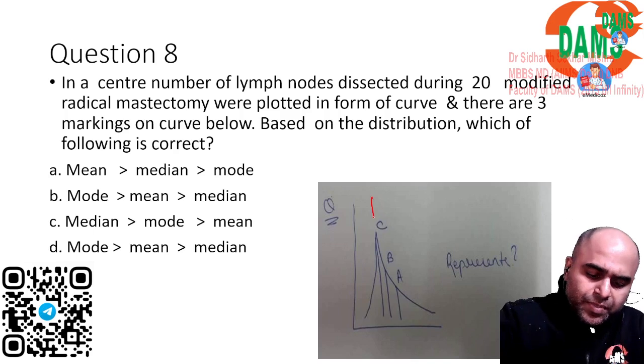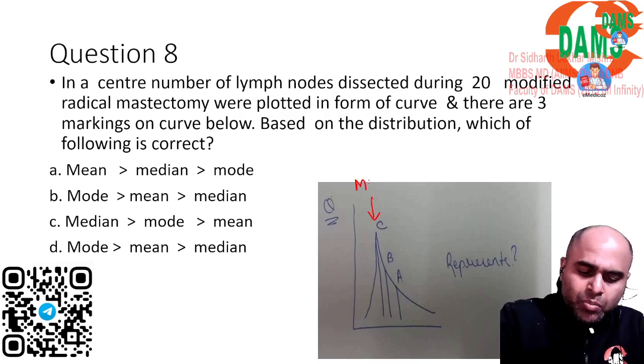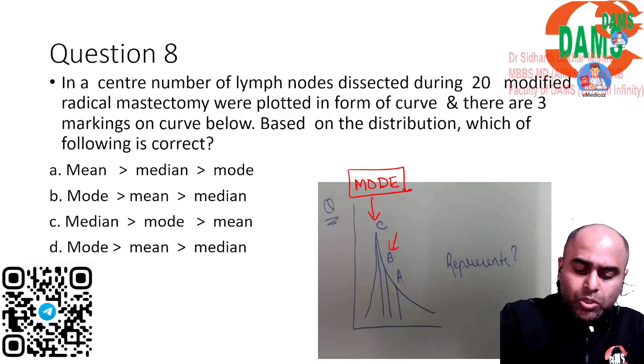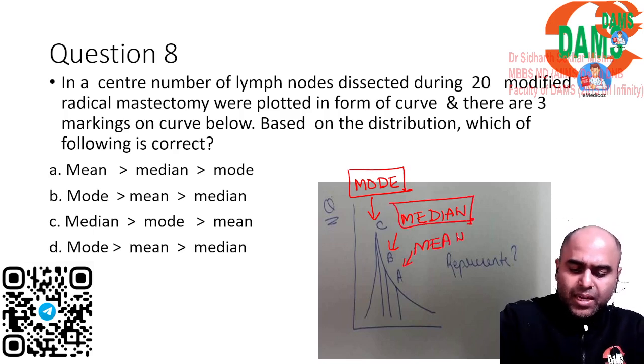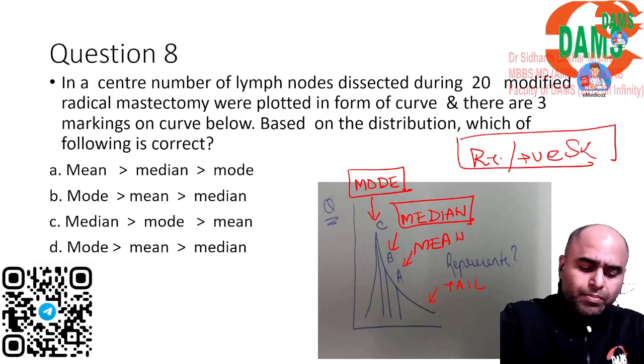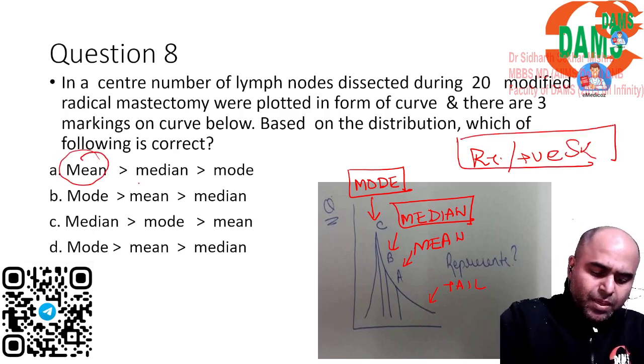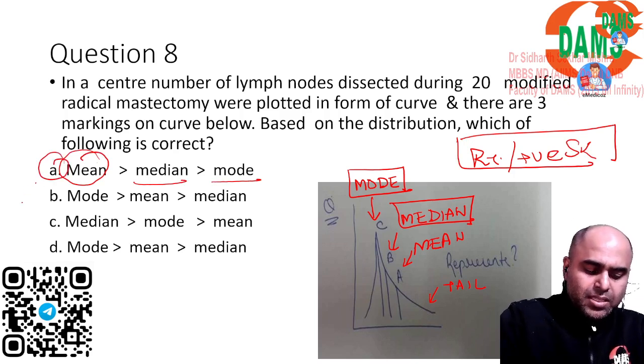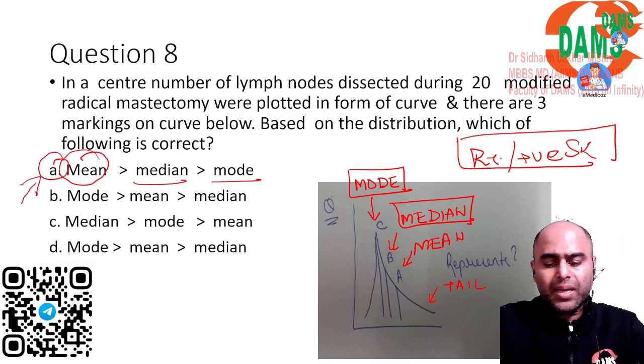In this question, the highest point is the mode because it is the most frequently occurring. Everybody knows who stays in the middle, the median. You can see the A is mean, and over here we are having a tail. So this image indicates a right or positive skew. In a right skew, guys, mean is maximum. So mean maximum, then median, then mode. So the answer to this question is option number A.